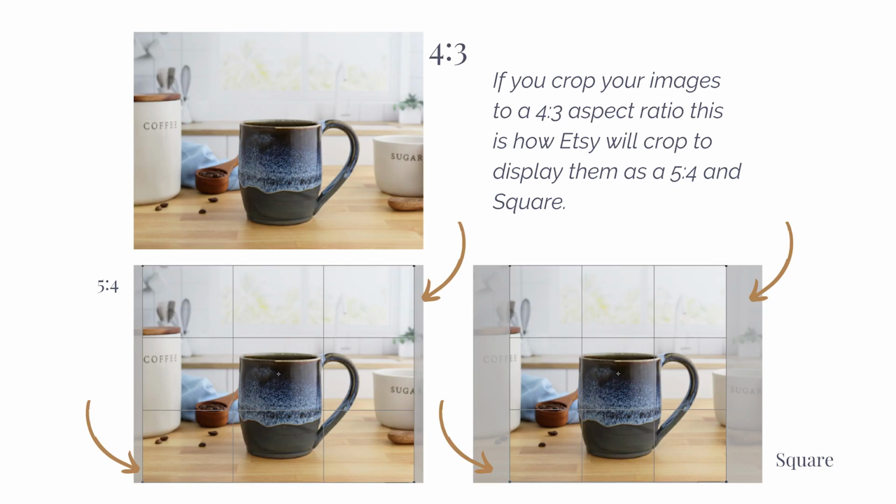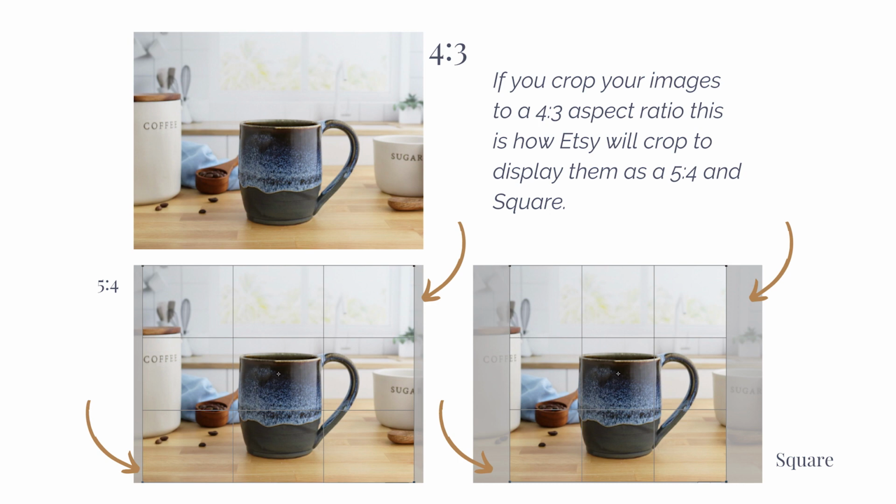Let's start with Etsy's recommendation of a 4:3 aspect ratio. If you crop your images to a 4:3 aspect ratio, this is how Etsy will crop to display them as a 5:4 and a square. Keep in mind that they will appear as a 5:4 on a computer and in Etsy search on Apple devices. Notice you don't lose much of the image in this scenario.